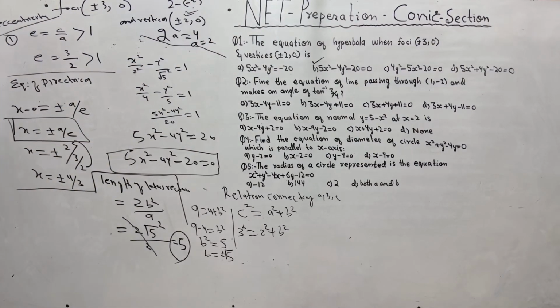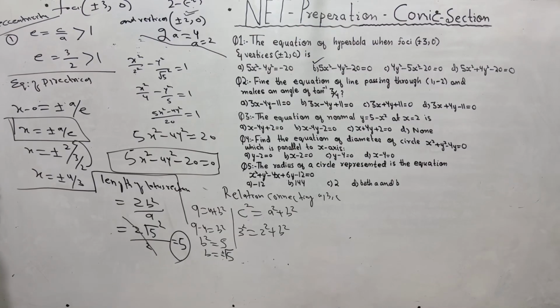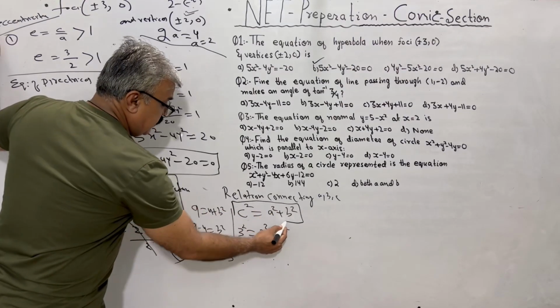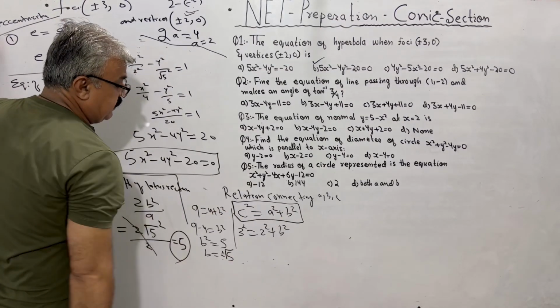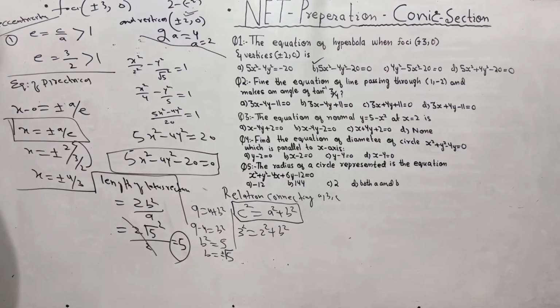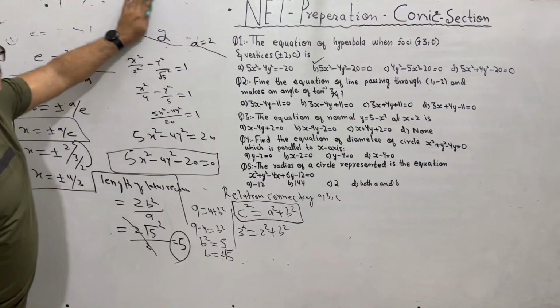Okay, moving towards the next question. The relation connecting a, b, c in case of a hyperbola is c square is equal to a square plus b square. In case of an ellipse, there is only minus. It's a later matter to discuss this ellipse.